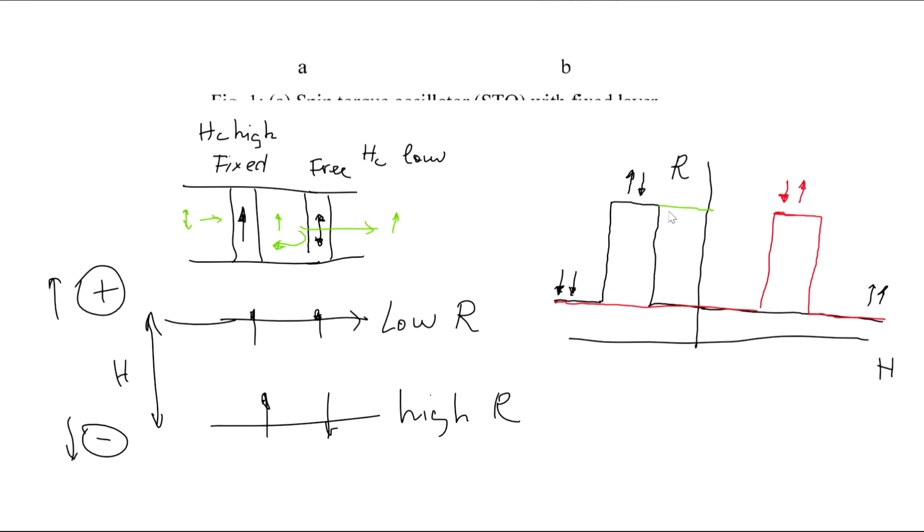So you see it has a resistance induced by the different orientations of magnetization. So there are two states, either a high resistance state or a low resistance state. This is called giant magnetoresistance.